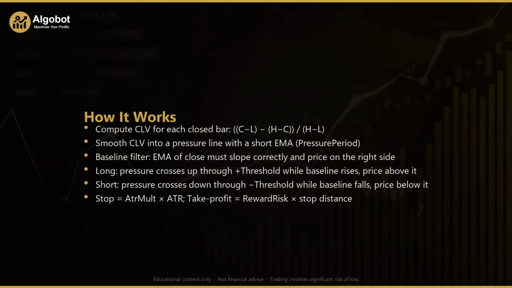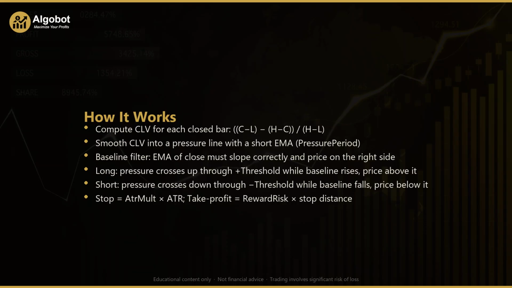Next comes the trend filter. The strategy calculates an exponential moving average of the close using the baseline period, defaulting to 50. It then measures the slope of that baseline over a number of bars set by slope loopback, defaulting to 3. For an uptrend, the baseline must be rising and the closing price must be above it. For a downtrend, the baseline must be falling and price must be below it.